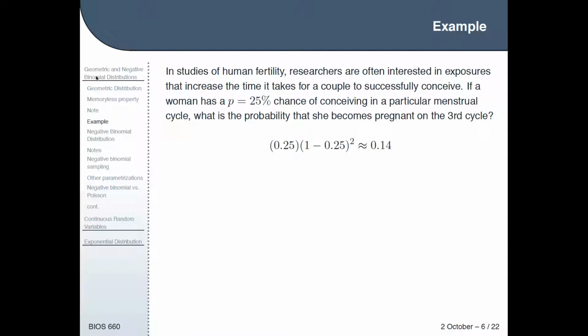Well, I won't even ask you to try to calculate because it's fairly straightforward. You just plug in the numbers. 0.25 times 1 minus 0.25 squared ends up with a probability of about 0.14. And if you wanted to calculate the expected number of cycles to pregnancy, well, remember that the expected value is just 1 over p. So in this case, it would be 1 over 0.25, or 4 months.